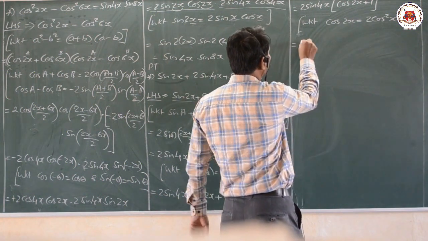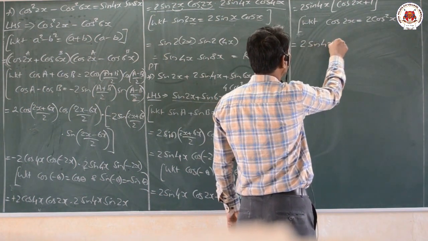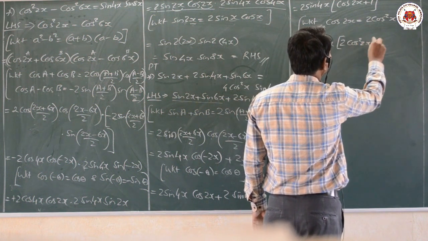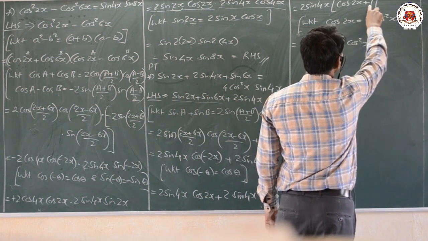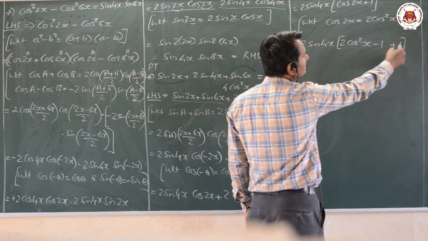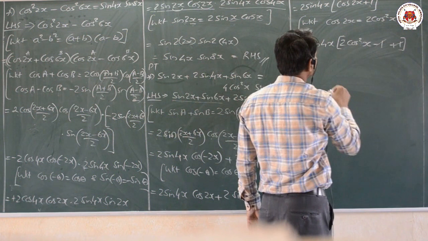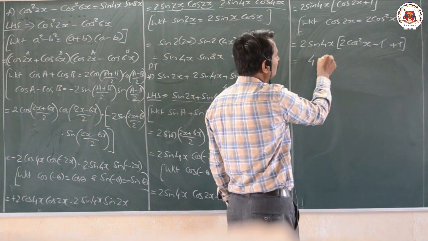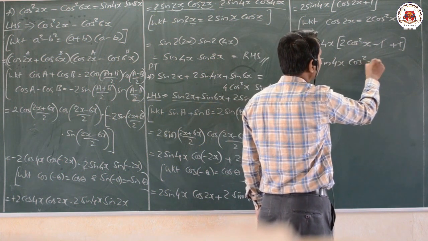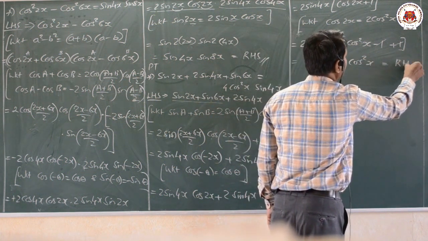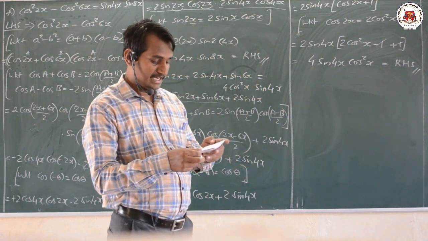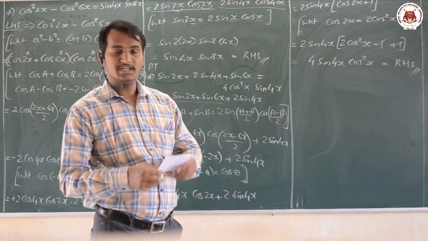Now, which is equal to 2 sin 4x into 2 cos square x minus 1 and again here plus 1. Here minus 1 plus 1 get eliminated, so the remaining part is 2 twos are 4 sin 4x into cos square x, which is equal to the RHS, that is your required result. Very, very simple and easy example here.